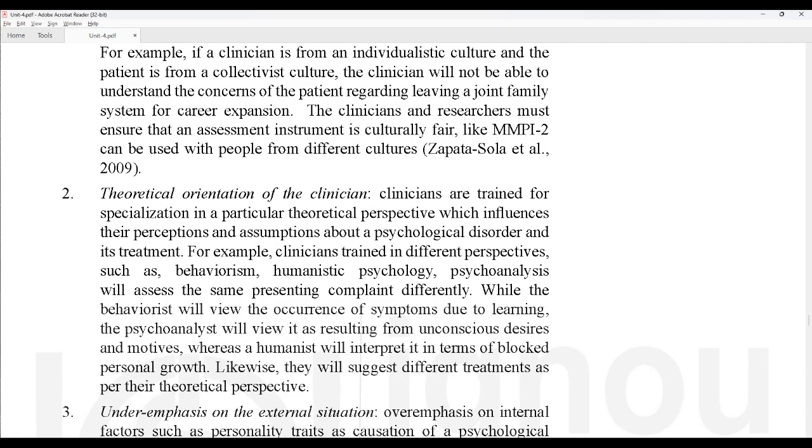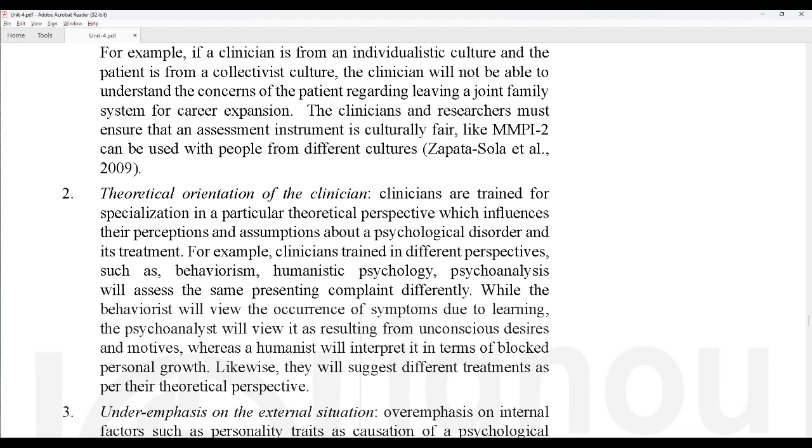For example, if a clinician is from an individualistic culture and the patient is from a collectivist culture, the clinician will not be able to understand the concerns of the patient regarding leaving a joint family system for career expansion. The clinicians and researchers must ensure that an assessment instrument is culturally fair, like MMPI-2 can be used with people from different cultures.